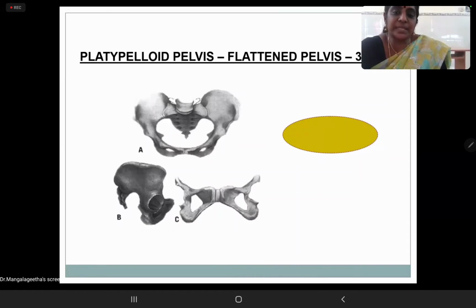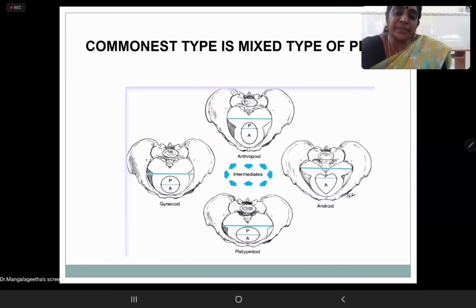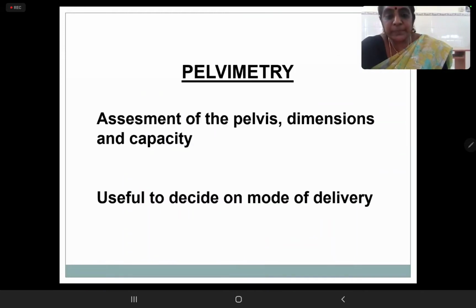But actually, in humans, the pelvic shape does not stick to one typical type. It is always a mixed type of pelvis. Anterior will be android, posterior will be gynecoid. So anthropoid-gynecoid, it will differ like that. So it is usually the mixed type of pelvis which is seen in most women.